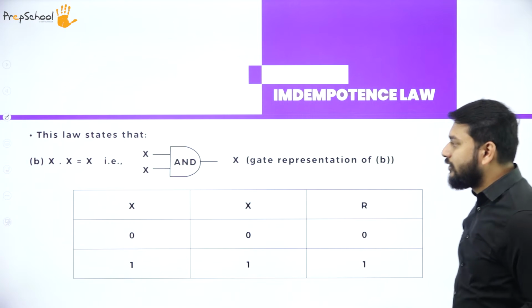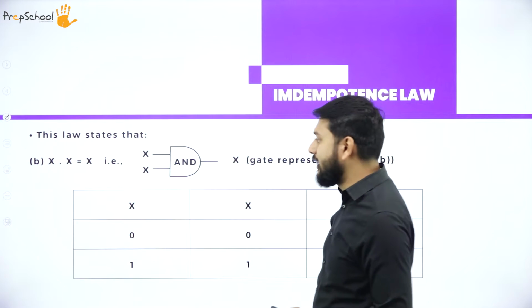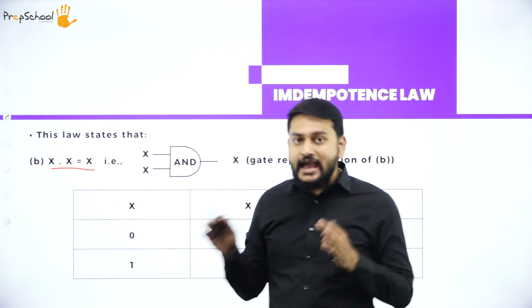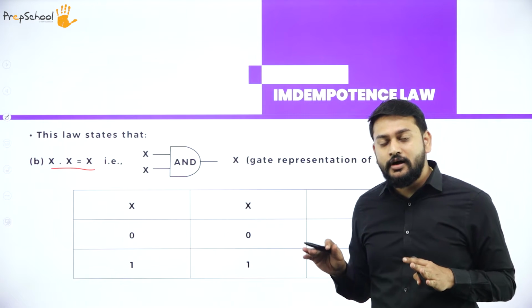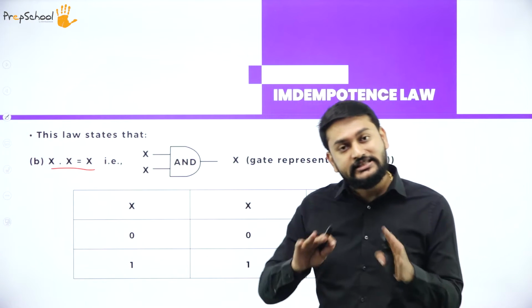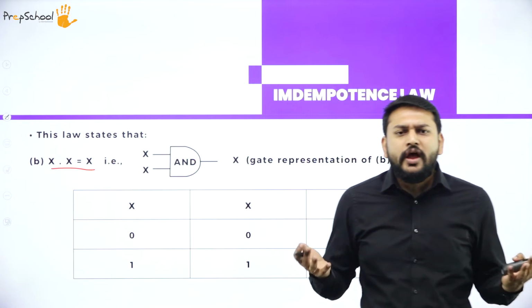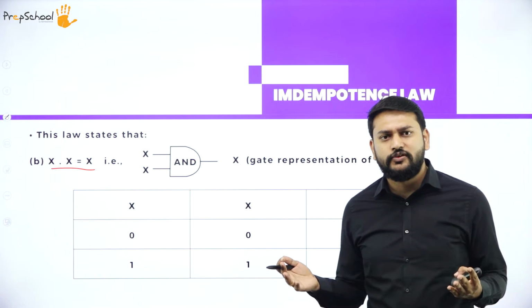What is the second law that I have? x into x is equal to x is what they say. What do I have to remember? x into x is equal to x. How do I prove this, x into x is equal to x?